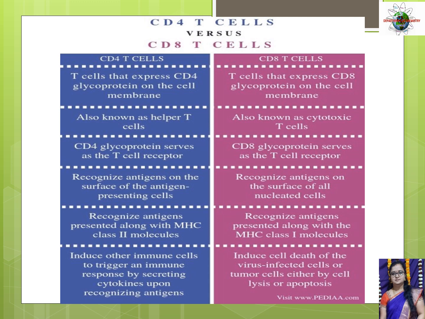Now let us discuss CD4 T cells versus CD8 T cells. CD4 T cells are the T cells that express CD4 glycoprotein on the cell membrane. CD8 T cells are the T cells that express CD8 glycoprotein on the cell membrane. Coming to CD4, they are also known as helper T cells. Coming to CD8, they are known as cytotoxic T cells or killer cells. In CD4 T cells, CD4 glycoprotein serves as the T cell receptor. Coming to CD8 T cells, CD8 glycoprotein serves as the T cell receptor.